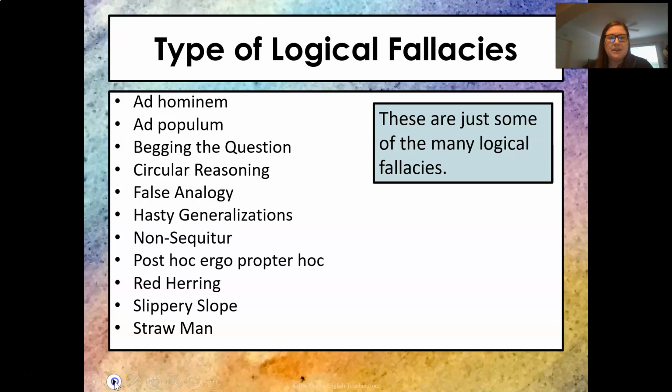Okay, so if you saw ad hominem is one of the ones that we learned on Monday, circular reasoning, false analogy, and hasty generalization, red herring, slippery slope, and straw man. So there are 7 that overlap, and we're going to learn 3 new ones: ad populum, non sequitur, and post hoc ergo propter hoc. And these 3 are all Latin words.